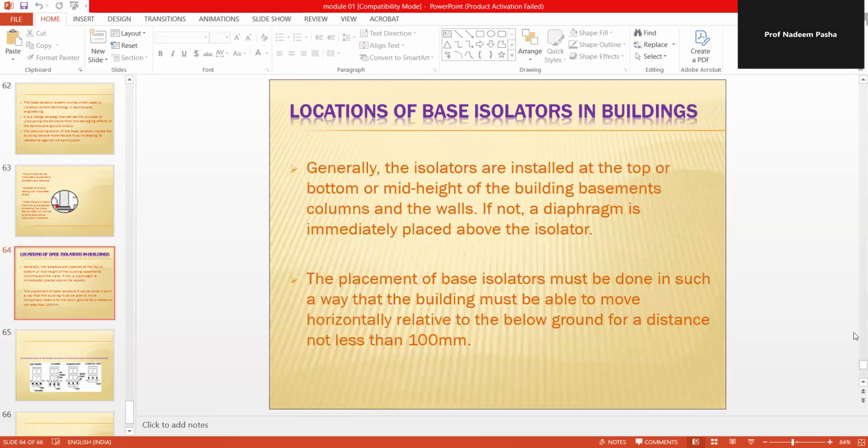The placement of base isolator must be done in such a way that the building must be able to move horizontally relative to the below ground surface for a distance not less than 100 mm.